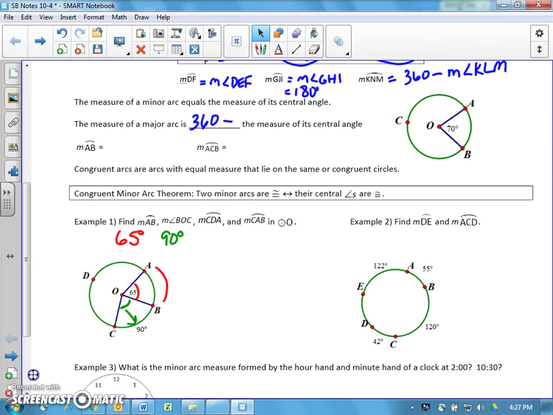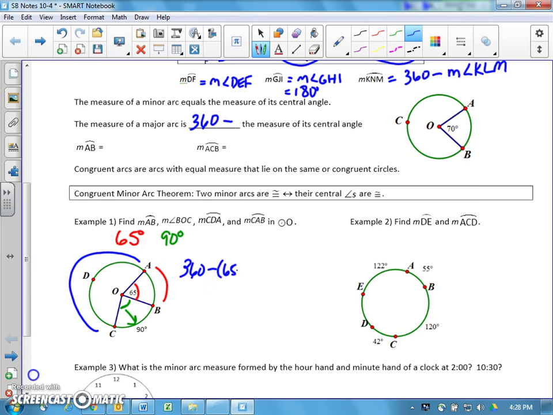The measure of arc CDA, we're looking for this. That is a major arc, so we're going to have to do 360 degrees minus the other side. So we're going to do 360 minus 65 plus 90, and this is going to give us 205. So the measure of arc CDA is 205 degrees.